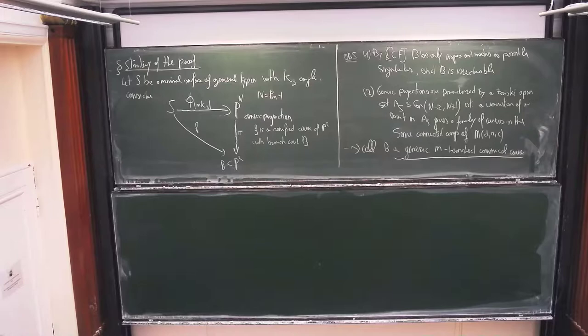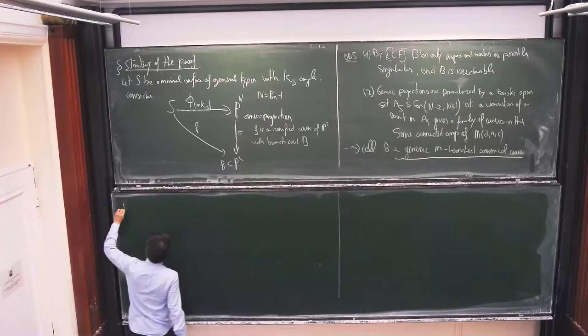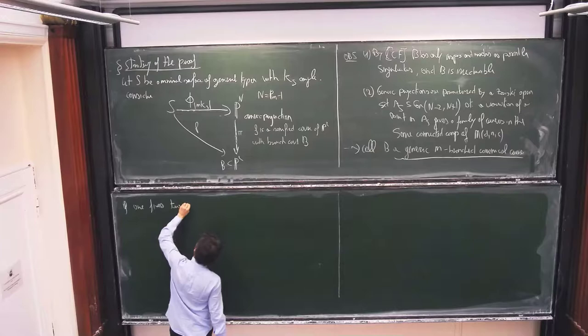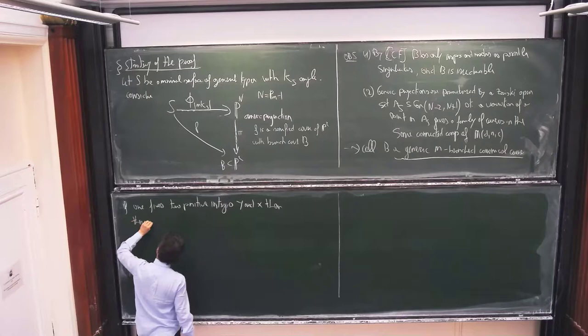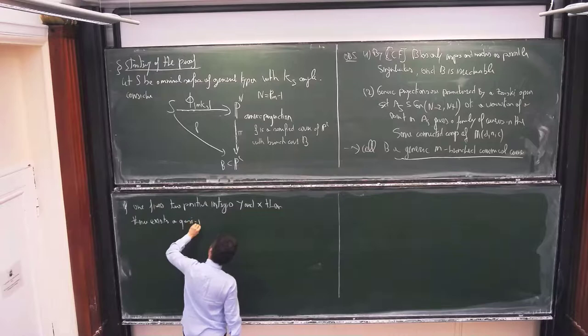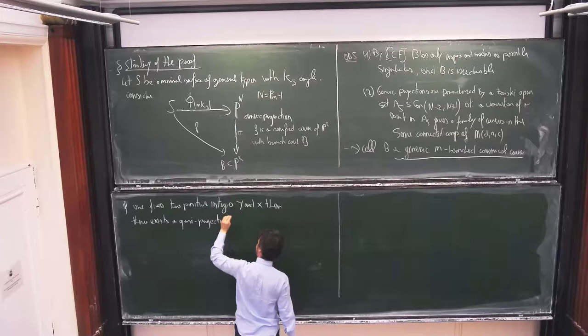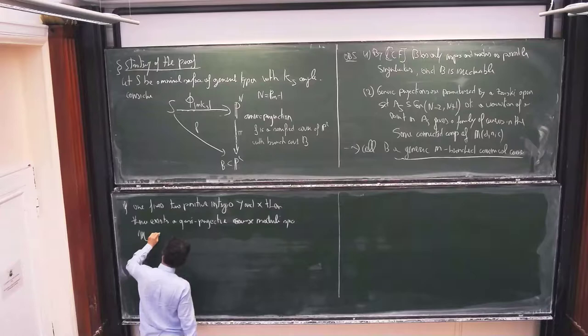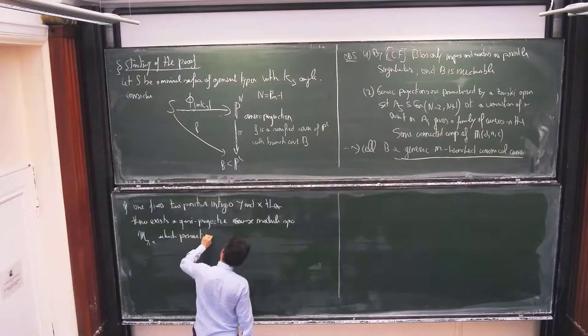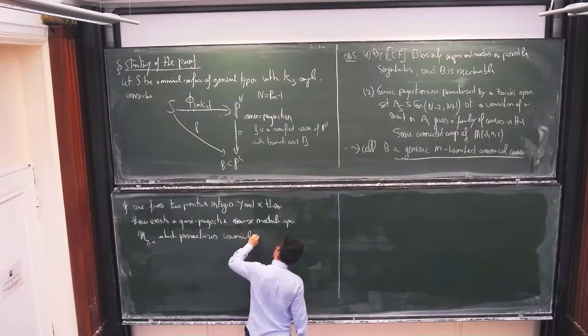Record. So if one fixes two positive integers Y and X, then there exists a quasi-projective coarse moduli space M_{Y,X}, which parameterizes canonical models of surfaces of general type.